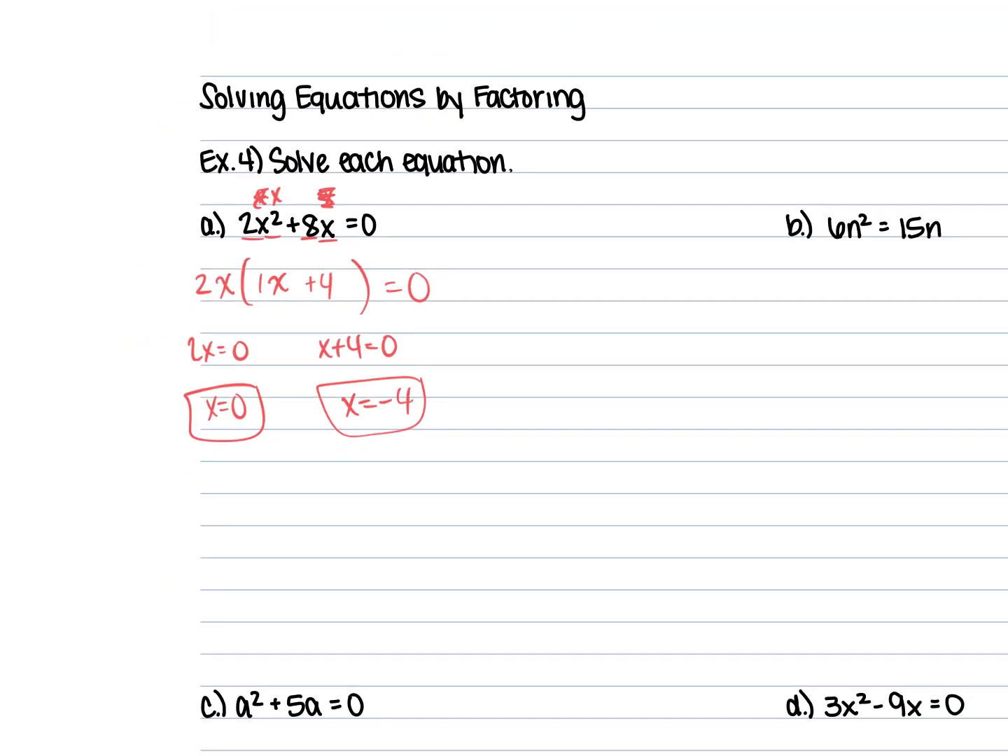All right, for B, guys, I'm just going to show you how to do it, okay? It's not equal to 0. So in order to use the zero product property, you have to make it equal to 0. You should subtract 15n from both sides to start. You're going to get 6n squared minus 15n equals 0. And then factor and solve, okay?